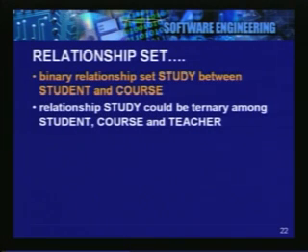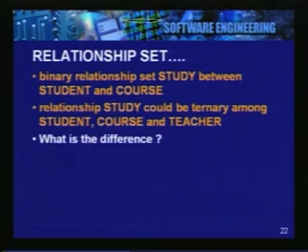Of course, we may view it differently depending on the context or the application, and we may find that the relationship study actually is a ternary relationship among student, course and teacher. So what is the difference? The two statements we have just made, are they the same, or is there any important difference between them?